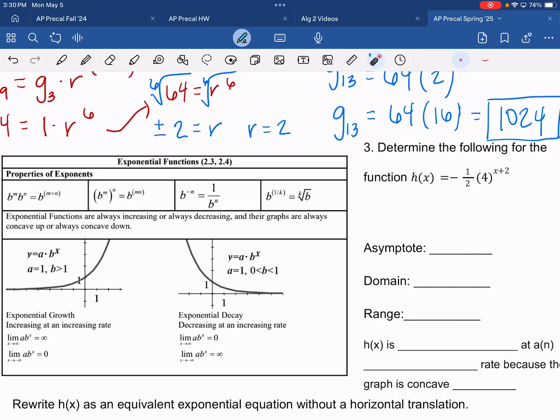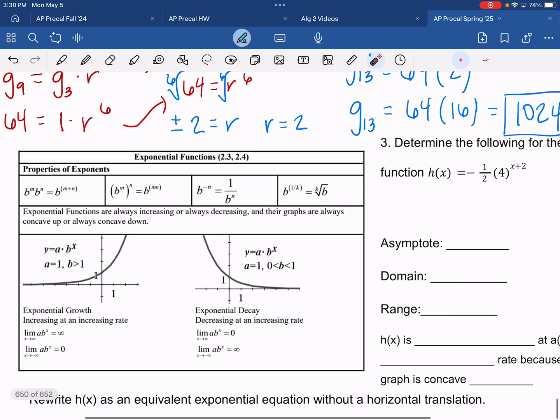A reminder that exponential functions always increase or always decrease, and their concavity can never change. So they don't have a point of inflection at all. It labels growth on the left. Growth has a base bigger than 1, and then of course decay has a base between 0 and 1.